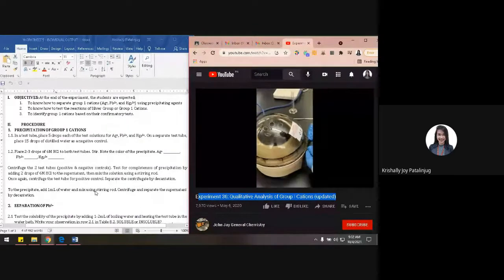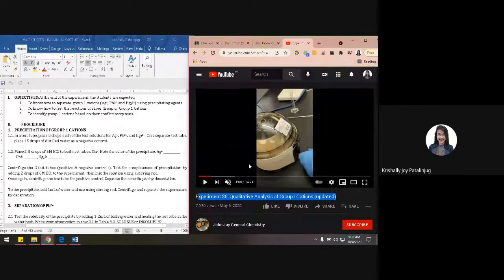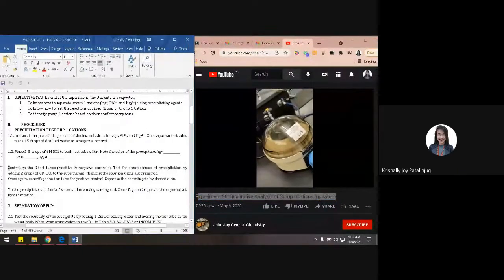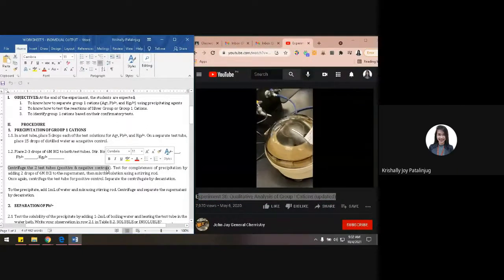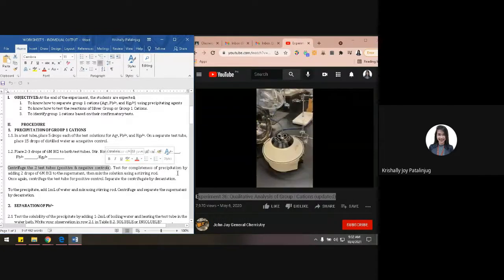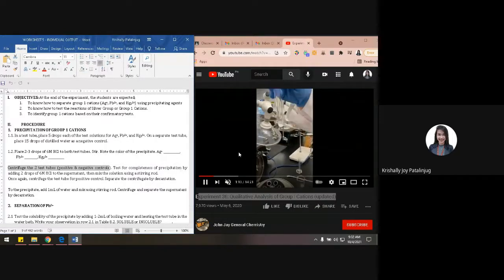Okay, why the centrifuge again? To separate the filtrate from the precipitate. Because a precipitate formed. We cannot separate that turbid solution if we do not subject it to centrifuging. So this is the centrifuge with the two test tubes. Look, it is spinning inside. So that's the reason the test tubes are placed opposite each other.